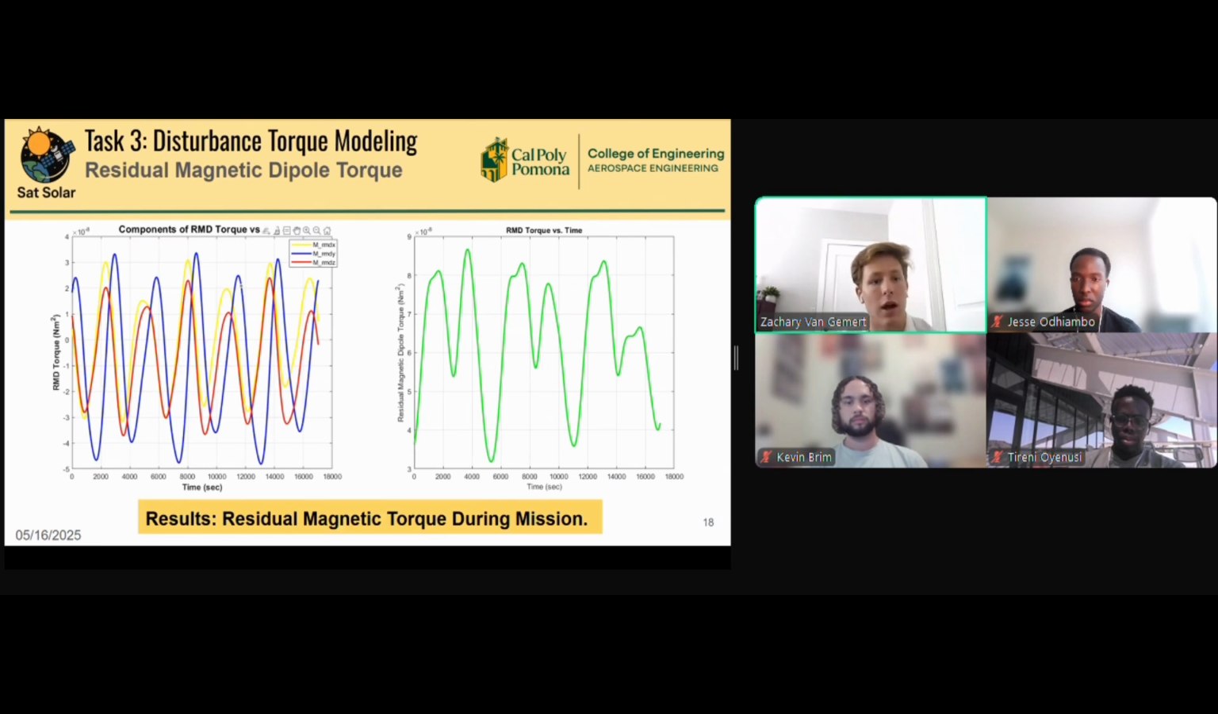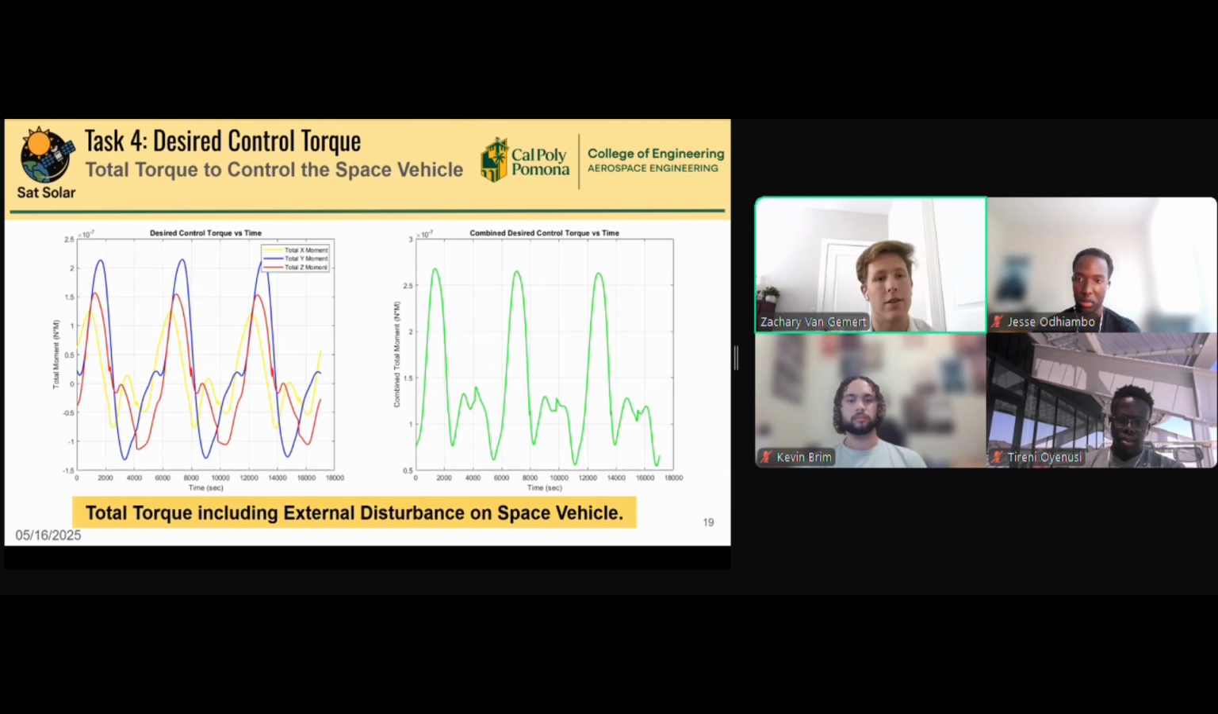Here are our graphs, and this is the RMD torque with the X, Y, and Z, which seems to be very sinusoidal. And then for the total, it looks sort of sinusoidal, but because it is the averages, it doesn't completely follow it. And this is our desired control torque. As you can see, they are all pretty much sinusoidal, and they follow the lines very closely. And this is what our desired torque for our vehicle will be.